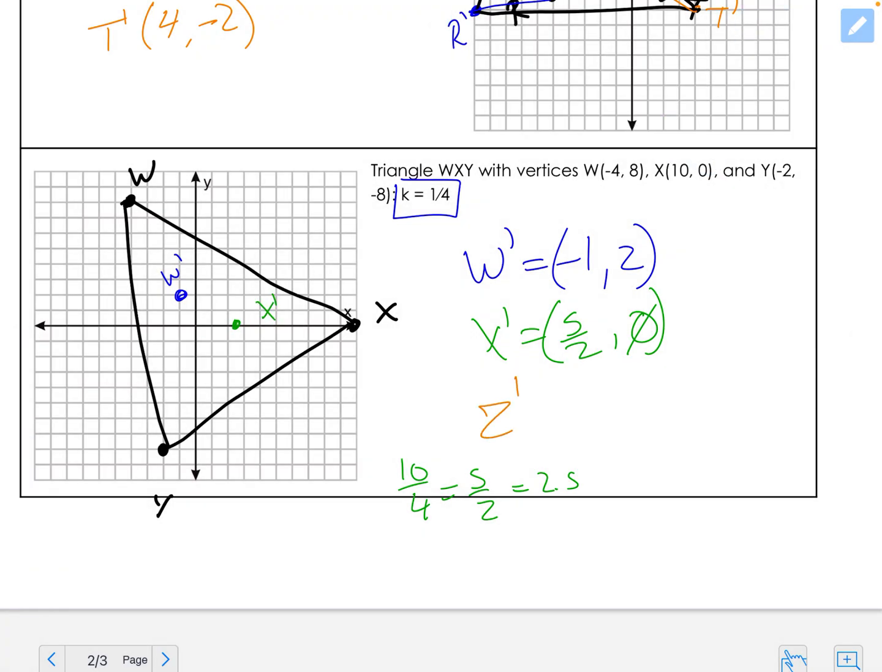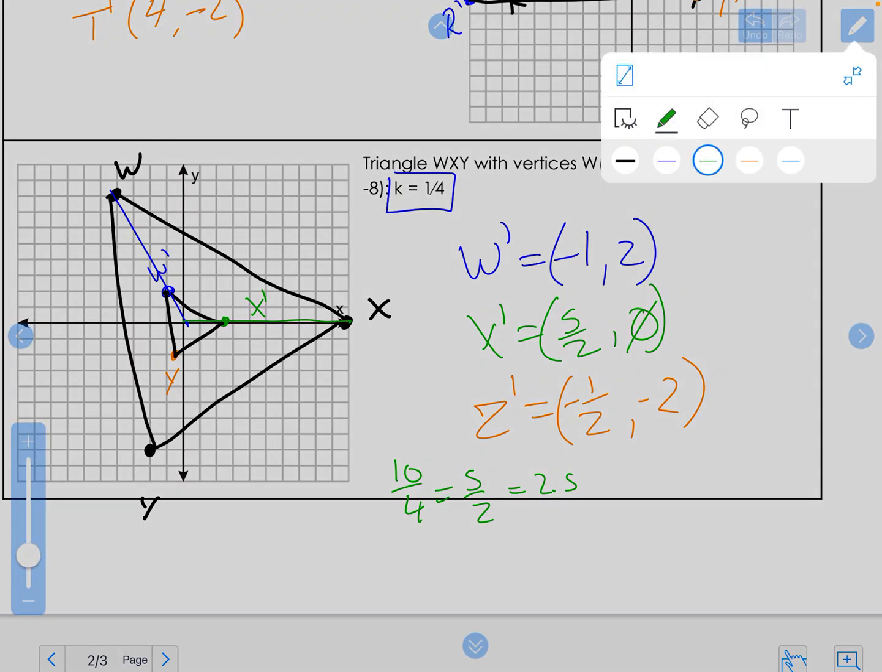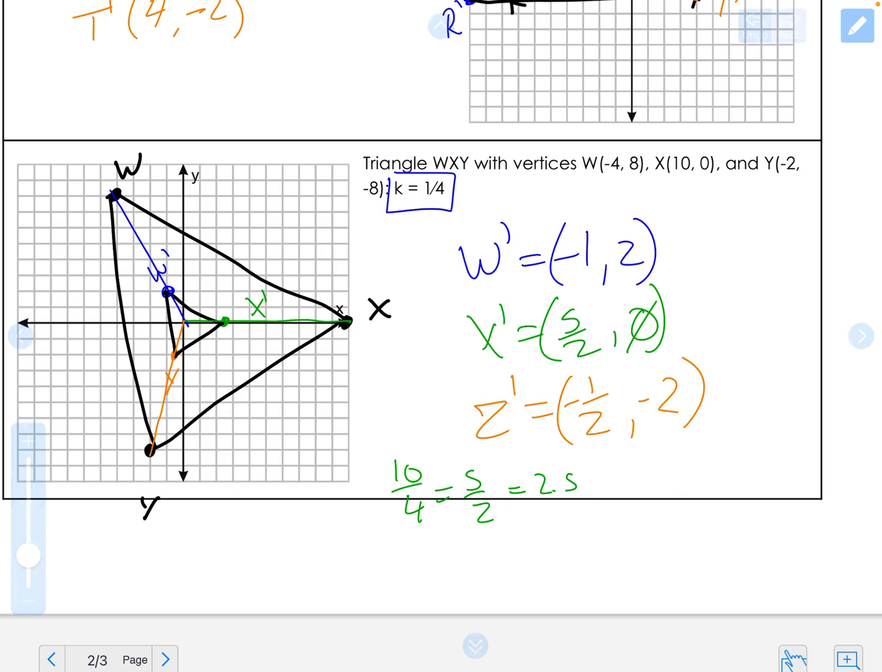And my last point, Z prime. Negative 2 divided by 4 is going to be negative 1/2. Negative 8 divided by 4 is going to be negative 2. So negative 1/2 and negative 2, Z prime. So again, if I connect my points, I should be able to draw a straight line from the origin, and it should hit both the original and the prime dots. And that is one of the ways that we know that our dilation worked.